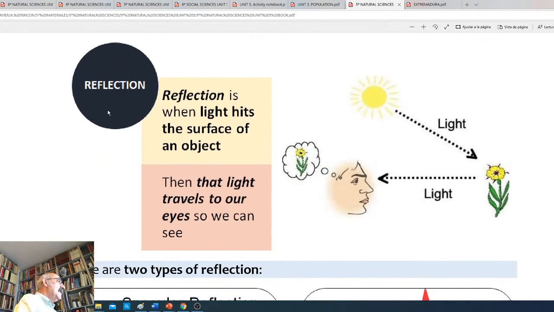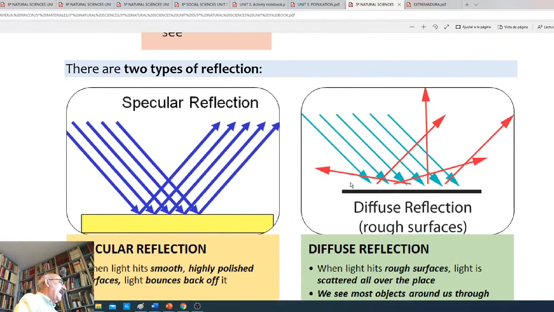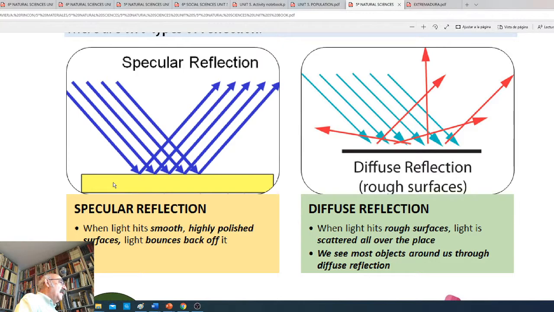And this is reflection. Reflection is when light hits the surface of an object, then that light travels to our eyes so we can see. So this is the source of light. It hits the flower, and as the flower is an opaque object, when light hits this flower, light gets reflected and we can see it. So this is reflection. And there are two types of reflections. It all depends on the surface. When the surface is totally smooth, this is specular reflection.